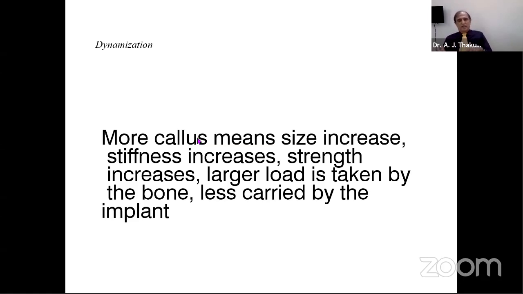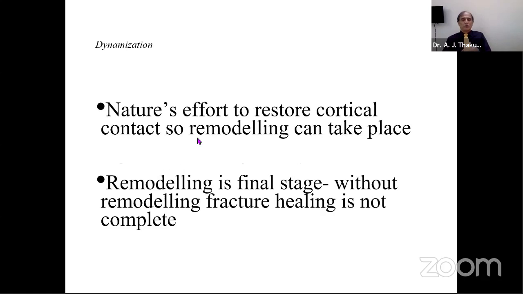More callus means size increases, stiffness increases, strength increases. A larger load can be taken by the bone. Once the bone starts taking the load of the body, the load of the limb, it is less carried by the implant. The implant becomes stiffer, safer, and will last longer. So that is what we desire, so that once the load is more, we can use small fixators.